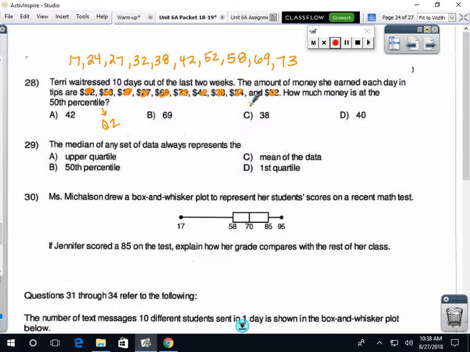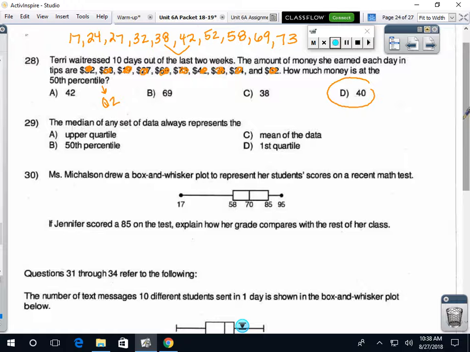Now, since there are 10, and that's an even number, 2 numbers split the middle, so what do you have to do with those 2? Right, average them. Find the mean, and what is the average of 38 and 42? Right, because isn't that right in the middle? It's 2 above 38 and 2 below 42.